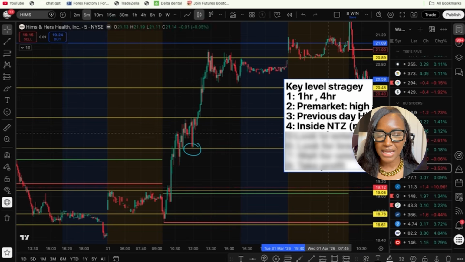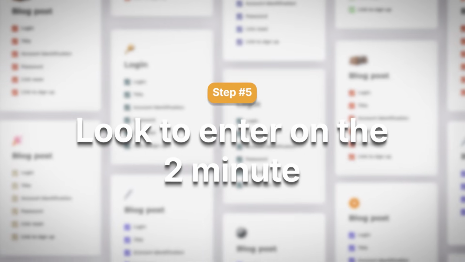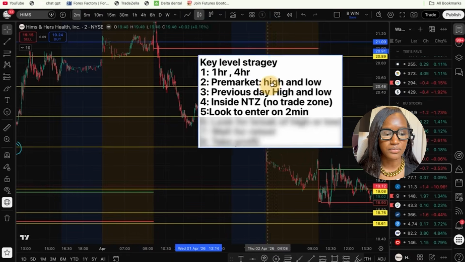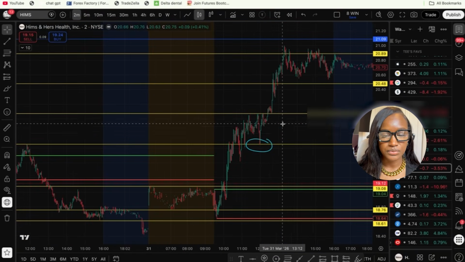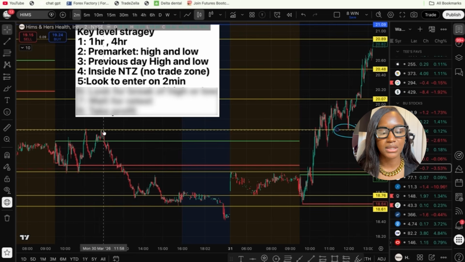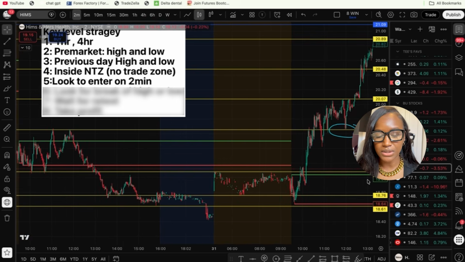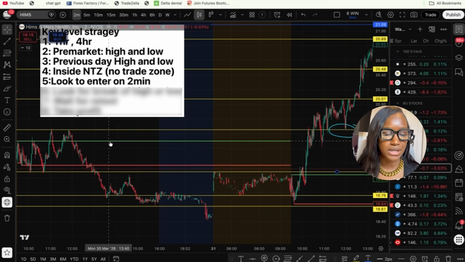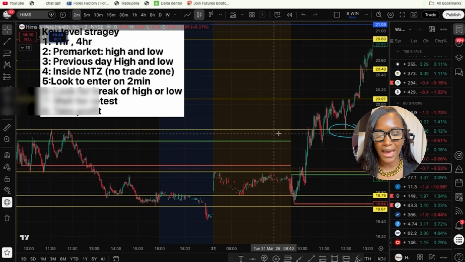Now, the next step is step 5. Step 5 says to look to enter on the 2-minute. So I'm going to go ahead and change my time frame to the 2-minute time frame here, and I'm going to go ahead and look at my chart. Now, on the 2-minute time frame, you can clearly see that we have our levels, we have our previous day levels, we have our pre-market levels. Here you can see that price has broken through pre-market high already right here and has made its move up. The next level we're interested in to get out of the NTZ zone is going to be previous day high, where we have it marked here.